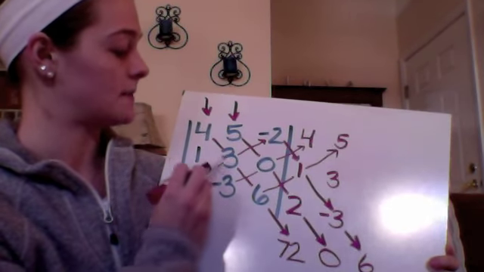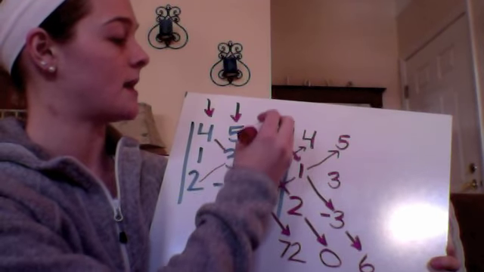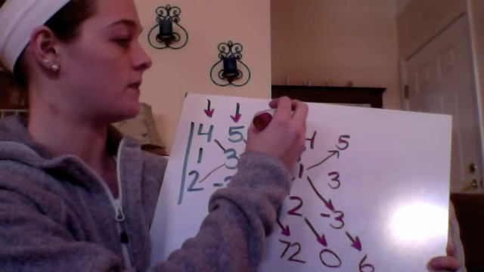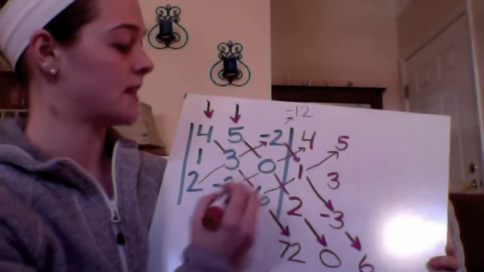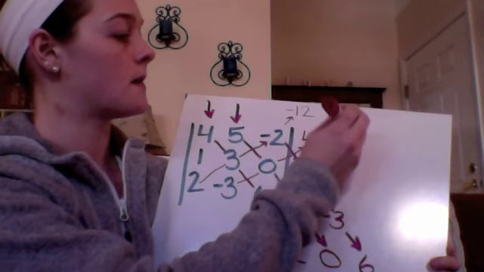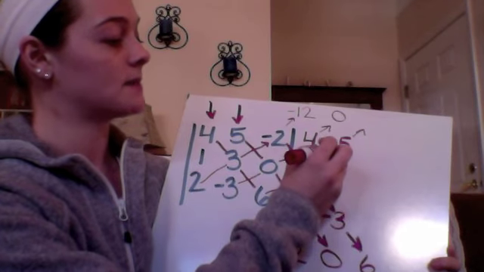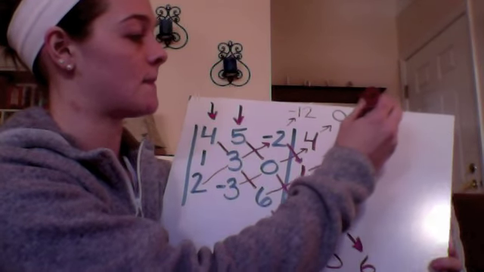Alright, so 2 times 3 is 6. And 6 times negative 2, that'll give me a negative 12. Once again, there's going to be a 0 in this diagonal, so this will just give me a 0. And this last one, 6 times 1 is 6, times 5, that'll give me 30.